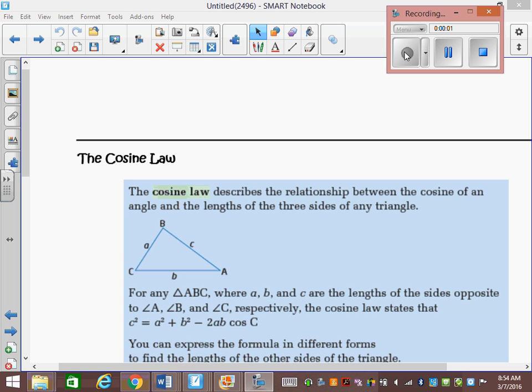Now, use Chase's. Okay, so if you look at the formula sheet, the top left, my left, top right for you, the A over sine A equals B over sine B equals C over sine C, that's sine law. Write sine law beside it. Sine law on your formula sheet.